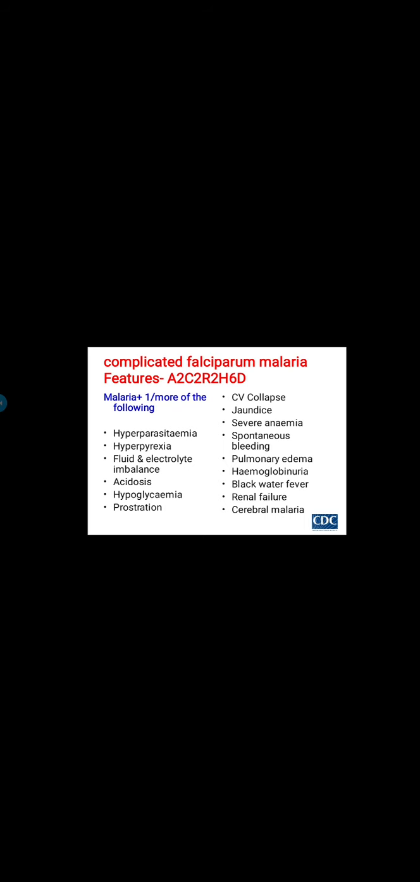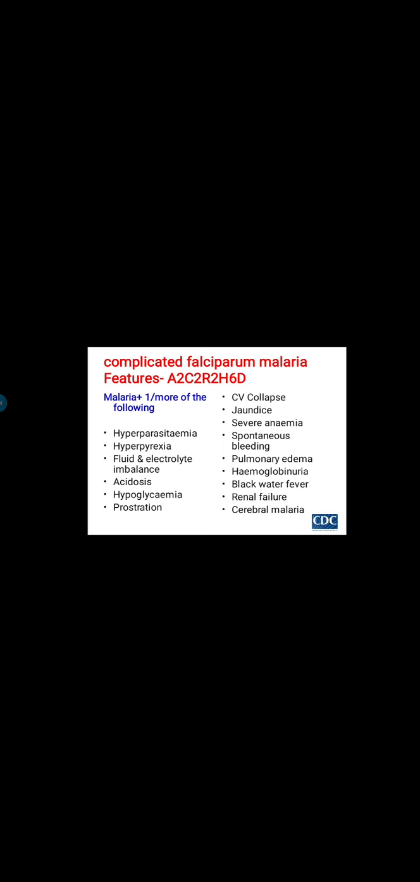H6: hypoglycemia, hypotension or shock, hyperbilirubinemia, bilirubin more than 3 mg per dl, once again just like creatinine. Hemoglobinuria, that is the form of blackwater fever, what we call, that is a complicated malaria. And hyperparasitemia and hyperpyrexia. Now what is hyperparasitemia? When more than 5% of the RBCs have been infected with the plasmodium.